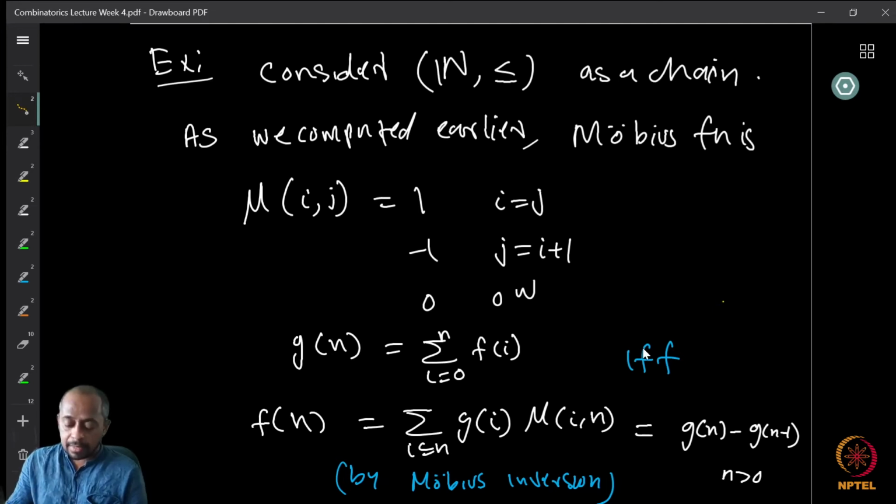Now this is if and only if, of course, f of n is equal to, by the Mobius inversion formula, summation i less than or equal to n of g of i into mu of i comma n. Now what is this? Mu of i comma n is precisely 1 when i equals j, and precisely -1 when j is equal to i plus 1, and everywhere else it is 0. So therefore you will see that this is equal to g of n minus g of n minus 1, and this explains our earlier observation of the same thing, why it should be this way. This is also because of the Mobius inversion formula.